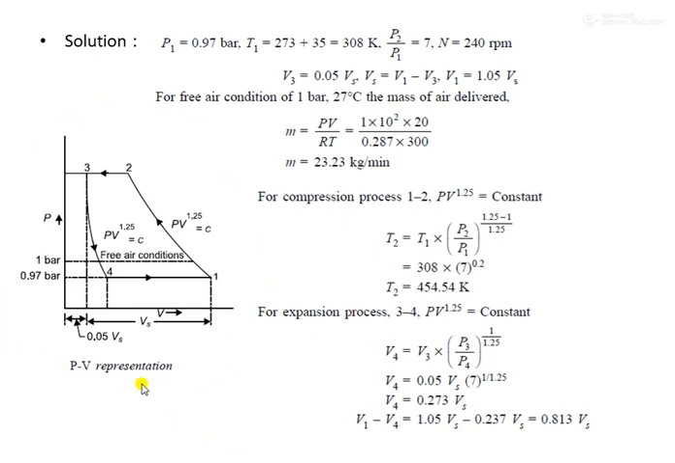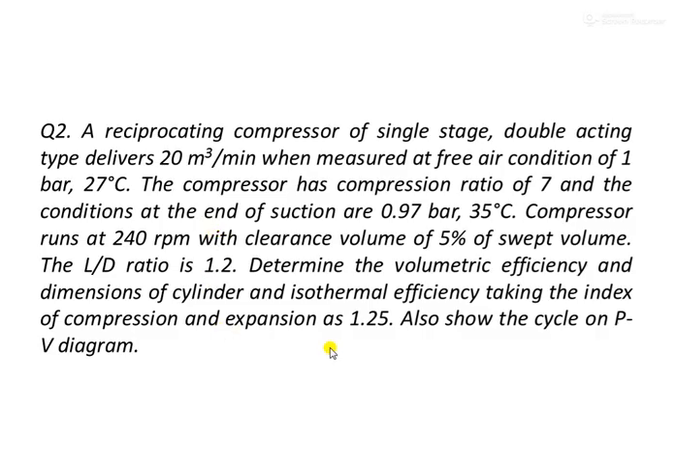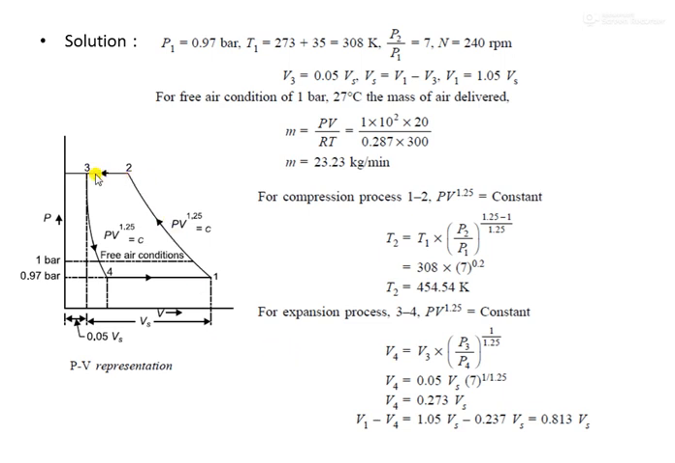In the PV diagram, you can see the inlet pressure is 0.97 bar, right? So 4 to 1 indicates the air suction. 1 to 2 indicates the compression process, and it is governed by PV^1.25 = constant. That is, the value of the polytropic index is 1.25 for compression and expansion, right? 2 to 3 indicates delivery.